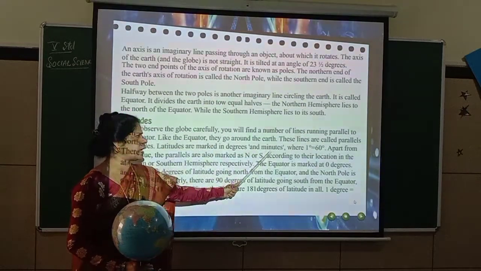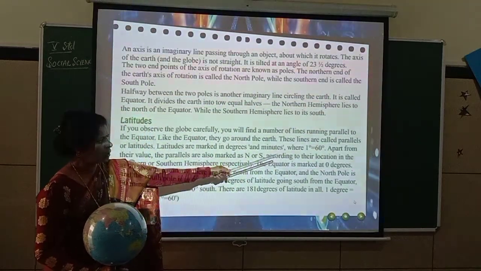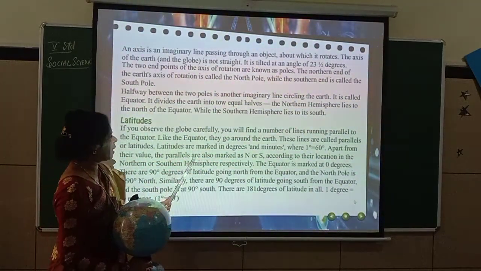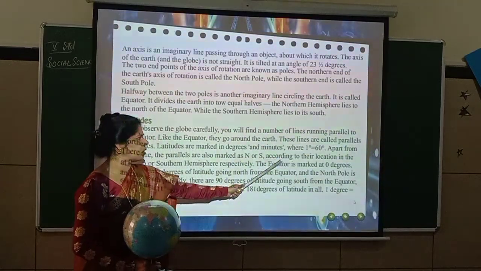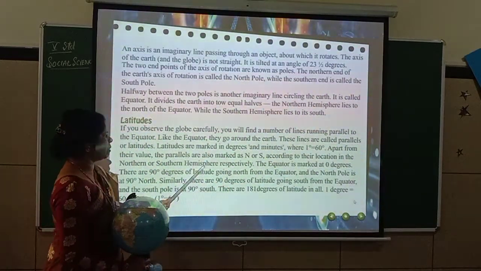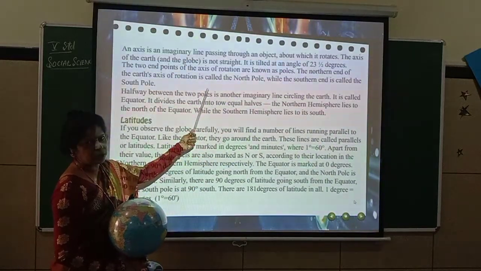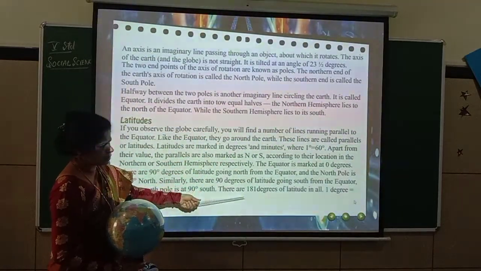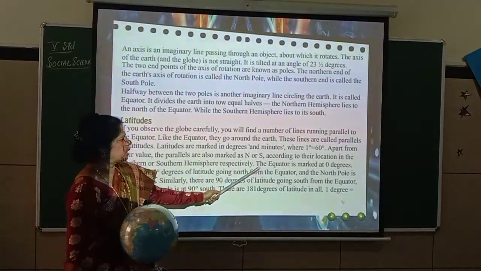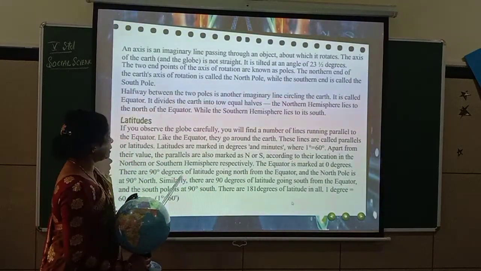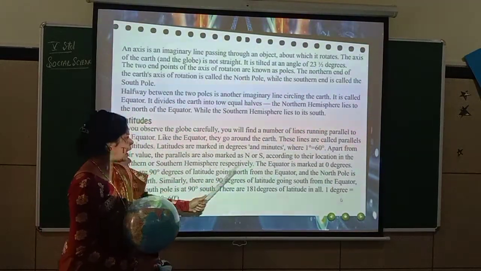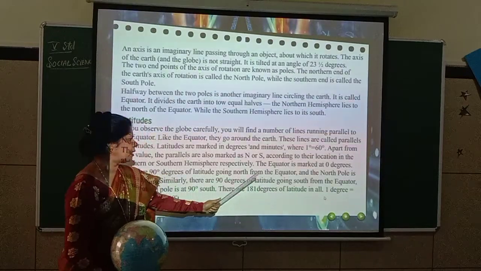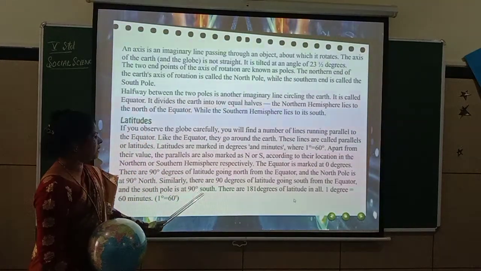Latitudes are marked in degrees and minutes, where 1 degree is taken as 60 minutes. Apart from their value, the parallels are also marked as north or south according to their location in the northern or southern hemisphere respectively. That's what I showed you. Upwards it's going like 23 degree, 66 degree and then 90 degree. The same it's coming 23, 66 and 90. So the equator is marked at 0 degrees. There are 90 degrees of latitude going north from the equator, and the north pole is at 90 degree north. Similarly, there are 90 degrees of latitude going south from the equator, and the south pole is 90 degree south.